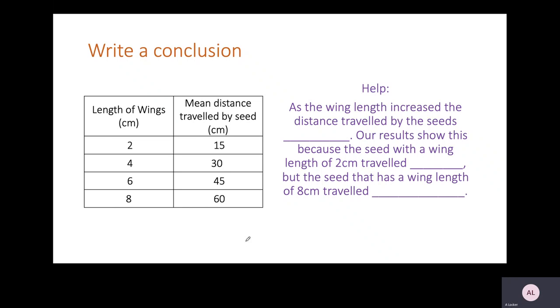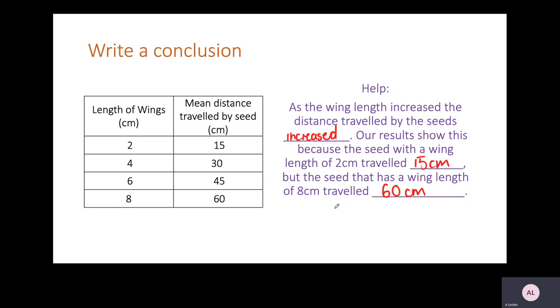Let's go through the answers then. So as the wing length increased, the distance travelled by the seeds increased. Okay, our results show this because the seed with a wing length of 2 centimetres travelled 15 centimetres. Okay, but the seed that has a wing length of 8 centimetres travelled 60 centimetres. Okay, and that is a good conclusion. So make sure you've got that down.